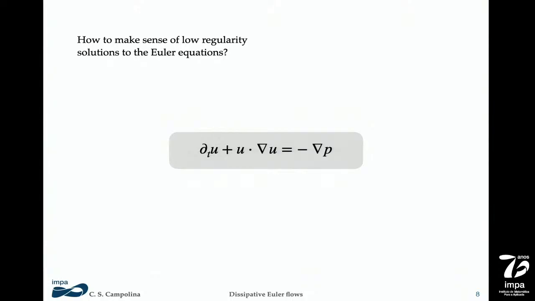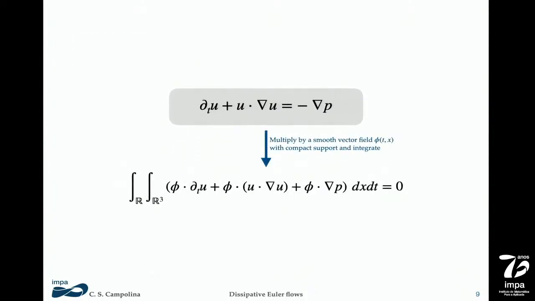And the idea here is the same. We take the equation, we multiply the equation by a smooth vector field, phi, which has compact support, and we integrate both in time and space. So this is what we obtain. We have all terms of the equation: the time derivative, the nonlinear term, the pressure, everything multiplied by phi, right?